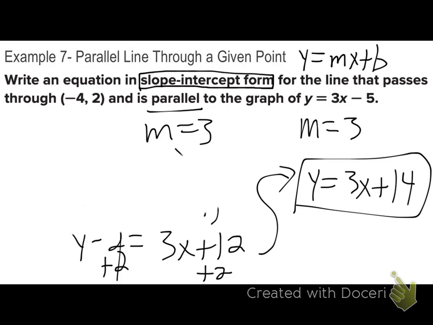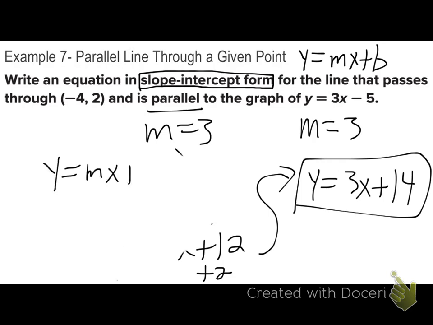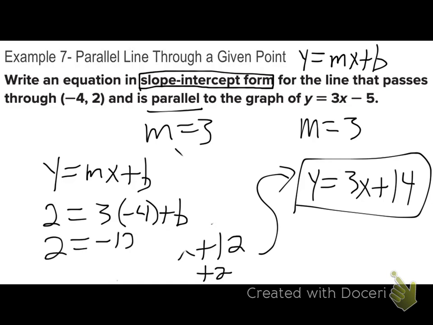Like I said, we could plug into slope-intercept form to find our missing y-intercept. Plug 2 in for y, 3 in for m, negative 4 for x, to find your missing b value. 3 times negative 4 is negative 12. Add 12 to both sides. b equals 14. Plug your slope in for m, plug your 14 in for b, your y-intercept, and you got your equation doing it that way if you want to. Whichever method you prefer, you could use.